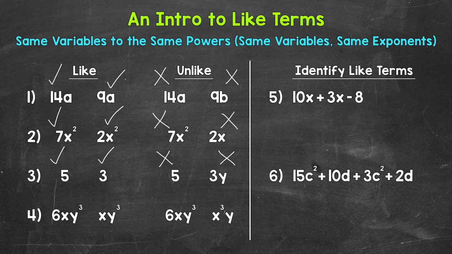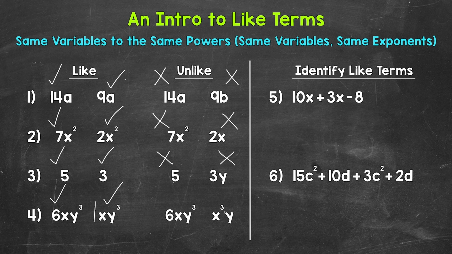Moving on to number 4, we have 6xy cubed and xy cubed for the like terms. So we have the same variables of x and y to the same powers. X is to the power of 1 and y is to the power of 3. So these are like terms. Same variables to the same powers. Now, as far as xy cubed, there isn't a number in front, so it looks like we don't have a coefficient. But if no coefficient is shown, then the coefficient is 1. We have 1 of whatever follows. So technically, this is 1xy cubed. And we can always put that coefficient of 1 in if we would like. But again, if no coefficient is shown, then the coefficient is 1.